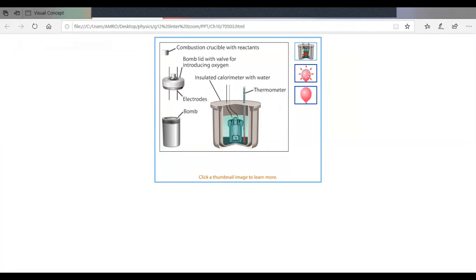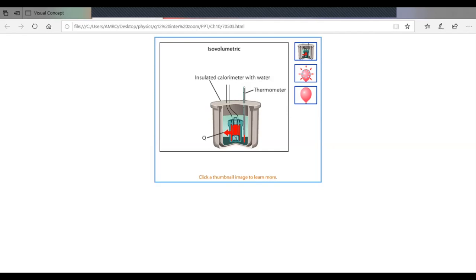isovolumetric process is a thermodynamic event that takes place at constant volume so that no work is done on or by the system. An example of this process is what happens inside a bomb calorimeter. A small quantity of a substance undergoes a combustion reaction, releasing energy and increasing the temperature and pressure of the gaseous products. The walls of the container are very strong, so there is no change in the volume of the gas. The energy is transferred only as heat. So this is the first one, which is isovolumetric. No change in the volume of the gas.